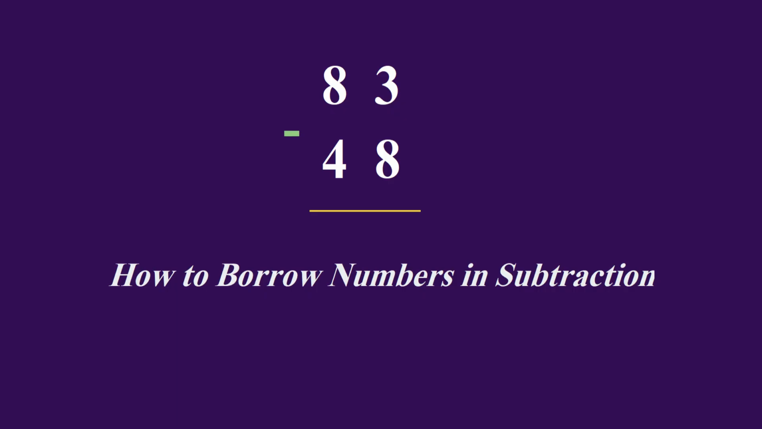In this replay clip, let's solve this subtraction problem. 83 minus 48. The ones column is on the right and the tens column is on the left. We start solving the subtraction problem by subtracting the numbers in the ones column.